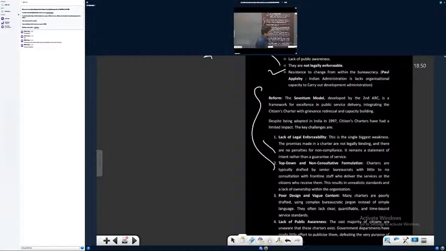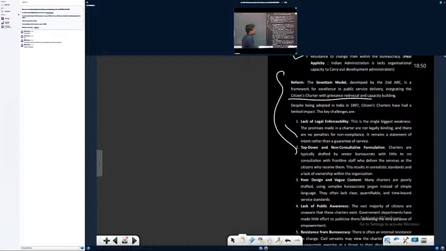This is in line with something called the Sevottam model by the Second ARC. Second ARC is saying Sevottam model means we provide services of the highest quality. The Sevottam model is a framework for excellent public service delivery, integrating citizens' charter with grievance redressal and capacity building. Okay. So, citizen charter, despite being adopted since 1997, the key challenge is that there is no legal enforceability.